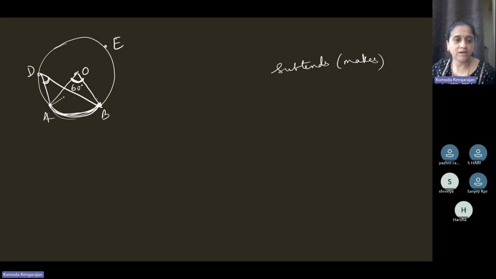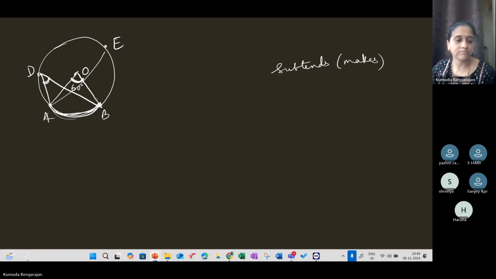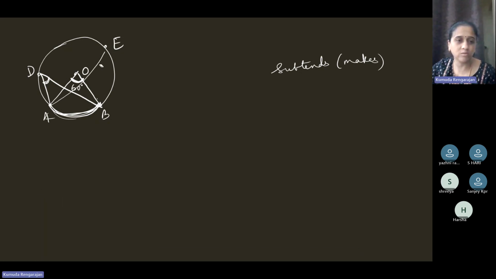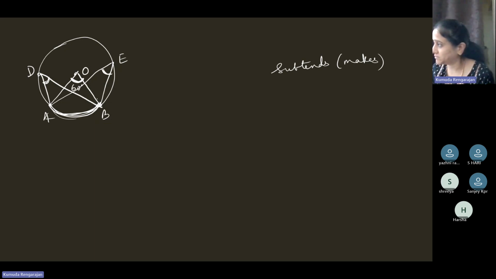Similarly, try to join A to E. I'll take E somewhere else so that it doesn't look congested. Join A, the arc is AB, join A to E and B to E. So this angle is the angle made by the same arc AB at a different point E on the circumference. So now we have three different angles made by the same arc AB.